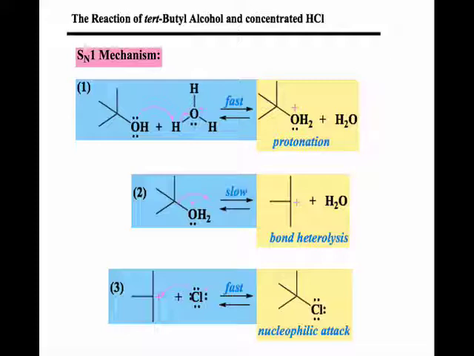Now notice all of these reactions are reversible. However, the reaction goes to completion. In other words, I put this in my separatory funnel with my HCl, all of this gets converted to this alkyl chloride. What is driving this equilibrium to completely go to product?